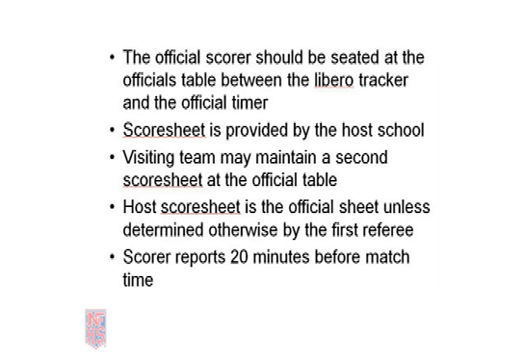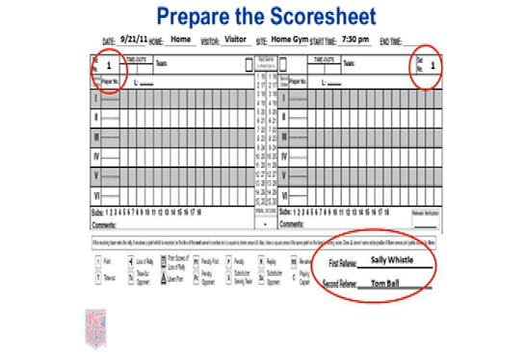We are now going to prepare our score sheet for the first set. On the top portion of the official score sheet, we will print the date of the competition, the home school name, in this case home, the visitor school name, in this case visitor, and the site, the school or the gym name. We will be at the home gym. Start time is the time the match begins. This match is scheduled to begin at 7:30 p.m. The end time will be written in at the end of the match.